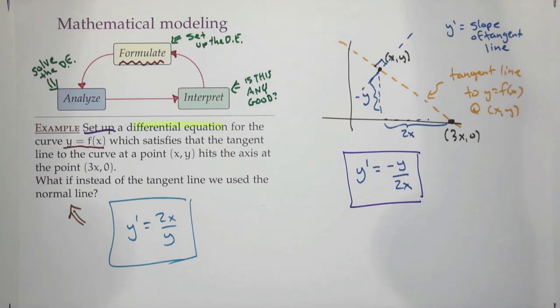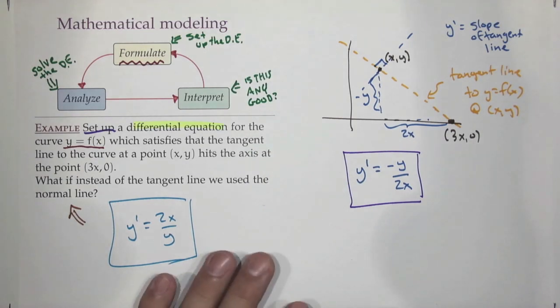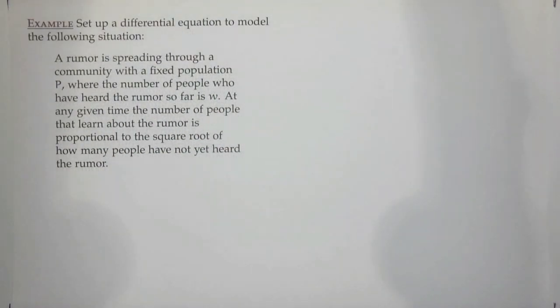Well, it's time for our next problem. A rumor is spreading through a community with a fixed population P. The number of people who have heard the rumor so far is W. Wonderful letters. At any given time, the number of people that learn about the rumor is proportional to the square root of how many people have not yet heard the rumor. What's the differential equation that's hiding in this problem?